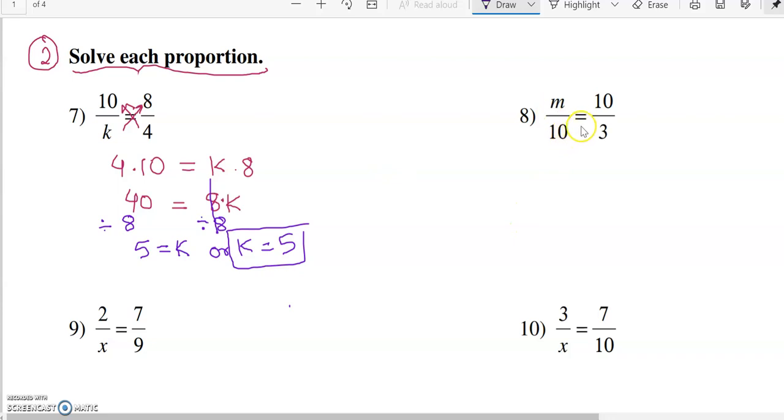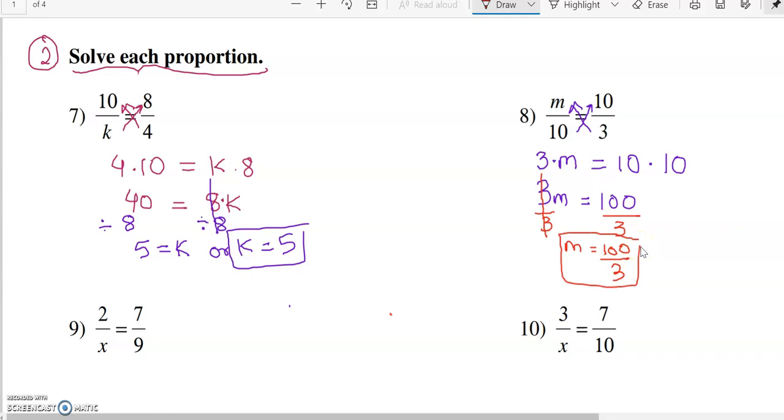Okay, now let's look at another problem. This says m over 10 is equal to 10 over 3. So for step number 1, I will cross multiply. So when I cross multiply, this is 3 times m is equal to 10 times 10. So 3 times m will give me 3m, and 10 times 10 will give me 100. My next step, I will be dividing by 3, because it is 3 times m. The opposite of multiplication is division. So I will divide both sides by this number 3. This will give me m is equal to 100 over 3.